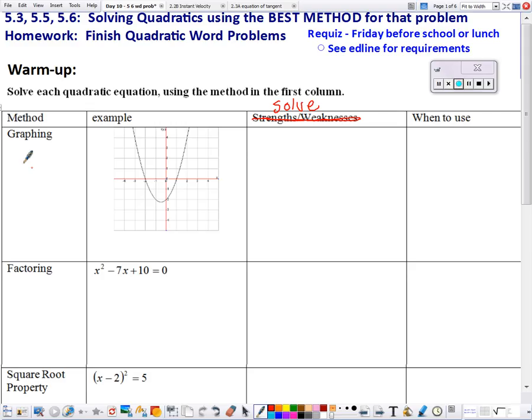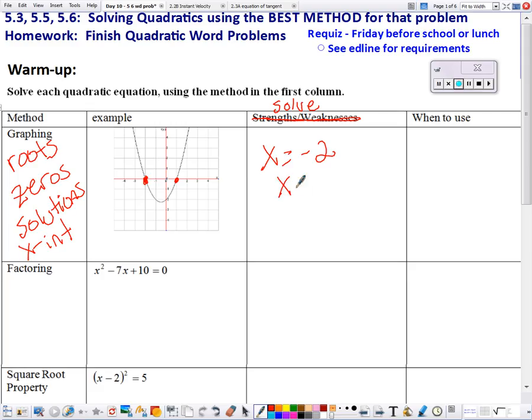Okay, so the first method is graphing. That is when you want to find the roots, the zeros, the solutions, the x-intercepts. So the answer to this problem, the x-intercept is here and here. So that is x equals -2 and x equals 1. We use graphing to solve if we're given a graph.